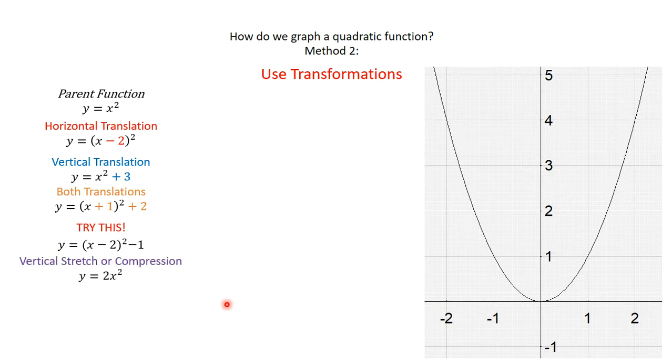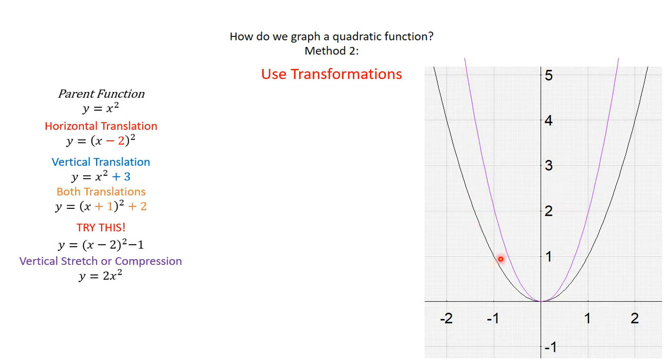And there's vertical stretches and compressions. That's where we're going to multiply something to the outside of our x. And that's just going to stretch or compress. So if we have 2x squared, that's just going to stretch all the y values by 2. So instead of at negative 1, 1, we'll be at negative 1, 2. We'll be at negative 2, 8. 1, 2, and 2, 8. The 0, 0 stays the same because 0 times 2 is still 0.